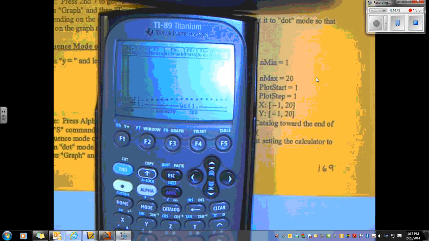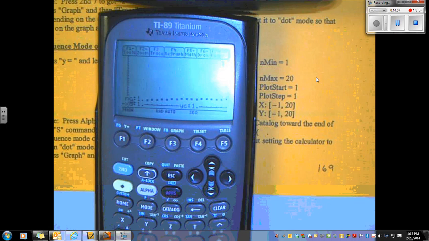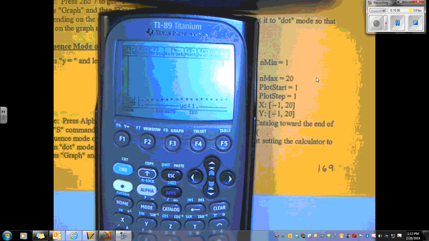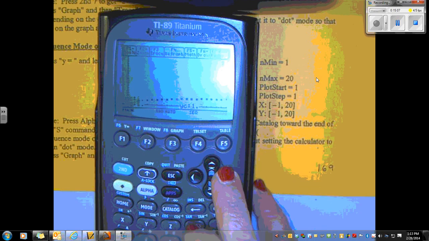If I only had 1 over n, and I put in a 1, I get 1. If I put in a 2, I get a half. But when I trace along here, my y value says 1.5. Why? Because it added the first term and the second term. So 1 plus a half is 1.5.